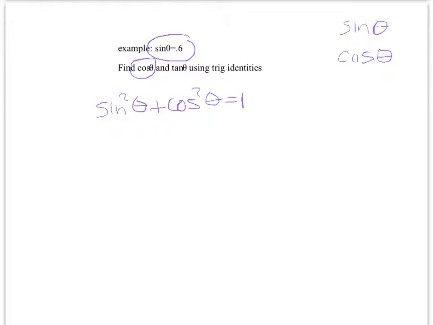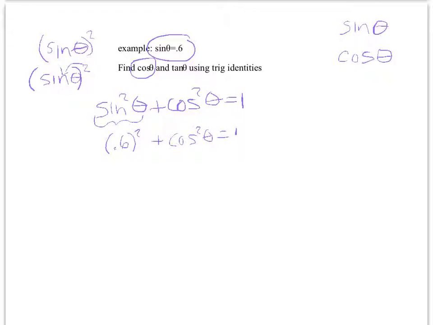By the way, I need to point something out. That squared part right there really means sine of theta squared. But I can't write that without the parentheses. If I wrote it this way, that means that theta is being squared, and I want all of sine to be squared. So instead of having to write the bubble all the time, we take that 2 and we put it above the n. Therefore, it's saying the whole function is being squared. So if I'm going to replace sine with 0.6, which is what I'm told it equals, I need to square that because sine is being squared in this identity.